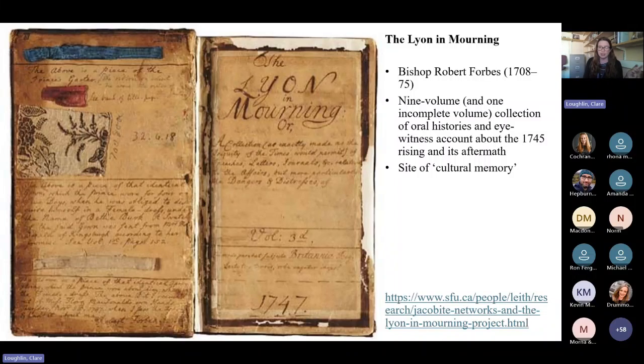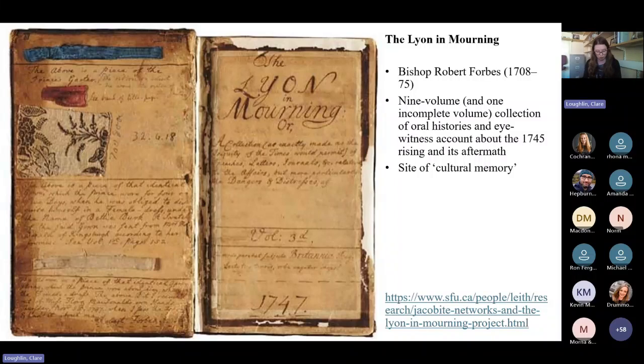This collection, it's extensive. It runs to about 9 volumes, and it includes speeches, letters, poems, pamphlets, even scraps of cloth. And it really cements this idea of tragedy, which became a hugely important element of the Scottish romanticisation of Jacobitism. Leith Davis, who is working on a huge digitisation project of this, I've put the link on the slide there, she describes this collection as a site of Jacobite cultural memory. Now, it commemorated the past, but The Lion in Mourning also shows how figures like Forbes were constructing narratives about Jacobitism in their own time.